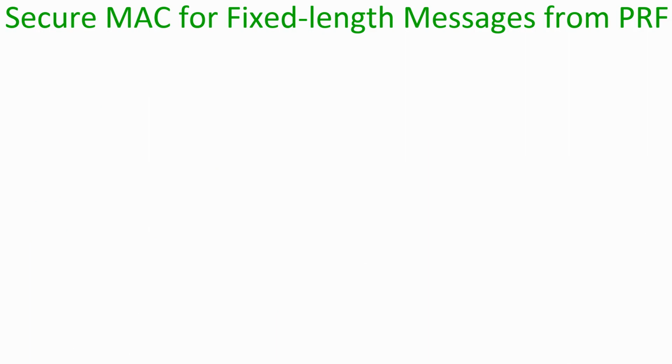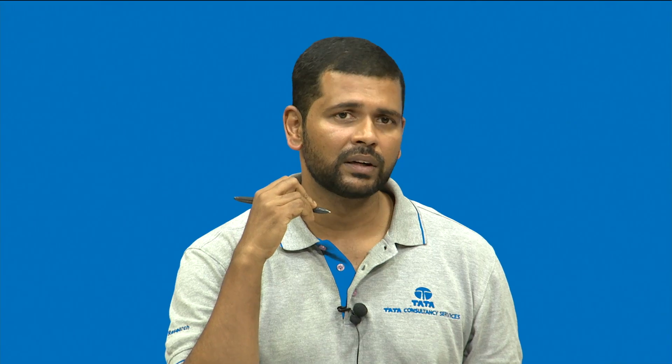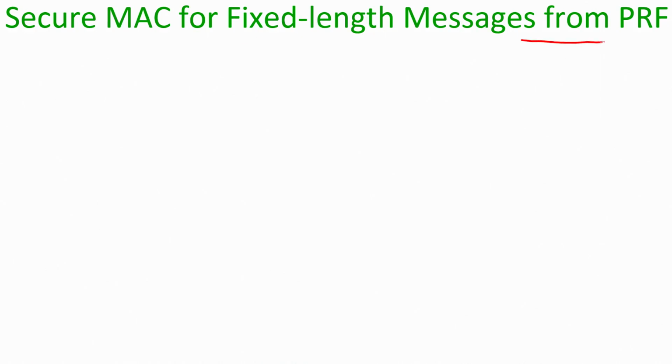So, let us see how we can construct a message authentication code for fixed length messages. In the next lecture, we will see how we can construct message authentication codes for arbitrarily long messages. And interestingly, to compute the message authentication code for fixed length messages, we will use our old friend, an old symmetric key primitive, namely pseudo random function. That shows the significance of pseudo random functions. We had already seen that if you want to design CPA secure schemes, then you can use pseudo random functions in any mode of operation.